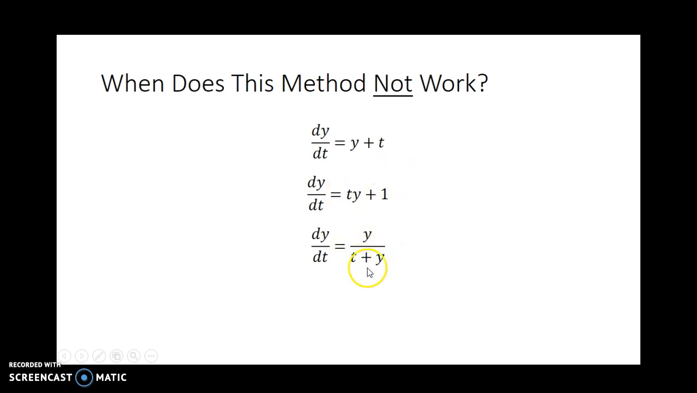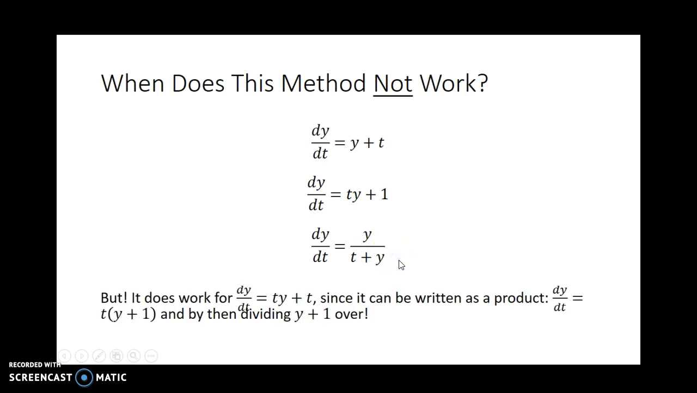Same kind of idea here. The problem lies in the denominator because I have an additive set of terms, and there are situations where the model is additive, like this, but where you can tweak it enough to turn it into a product involving one function of t and one function of y. So dy/dt equals ty plus t can be done using this method, because notice that I can factor out a t from this term, and I can factor out a t from this term, and I get dy/dt equals t times the quantity y plus 1, and then I can divide the y plus 1 over and proceed as usual.